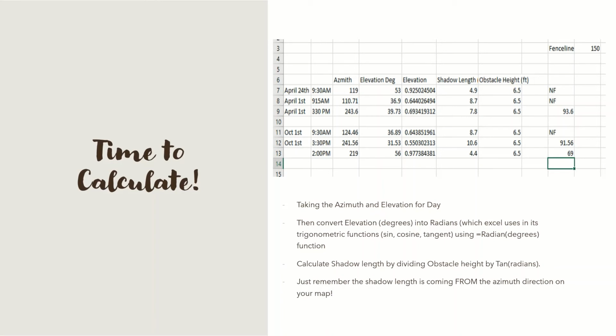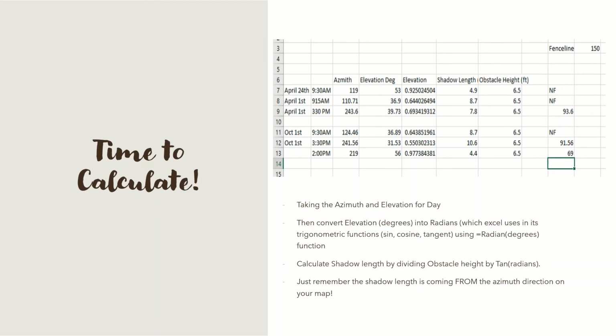So what I did is I take basically the obstacle height and divide that by the tangent in radians, and that gives us the shadow length. So you can see here on the 24th, the shadow length was 4.9 feet with an obstacle height of about 6.5 feet. And we can see that that shadow length is coming from an azimuth of 119, which is off to the southeast, which makes sense because it's the morning time and the sun's coming from that area, which means that the shadow will be opposite of that direction.